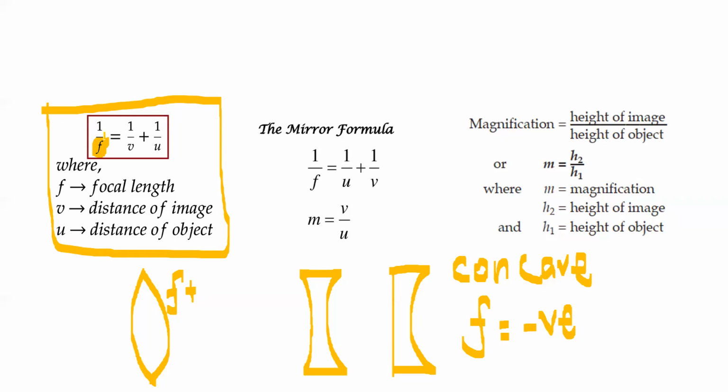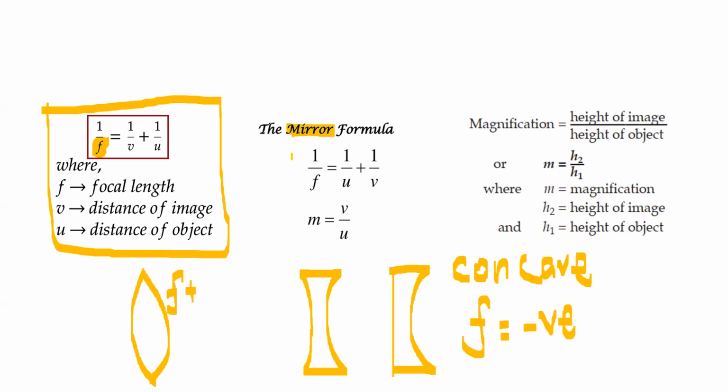Then what is V? V is image distance. And then U is the object distance. So this is the lens formula. And today we will also learn mirror. The mirror formula is also the same.